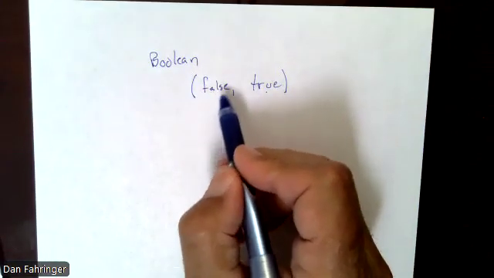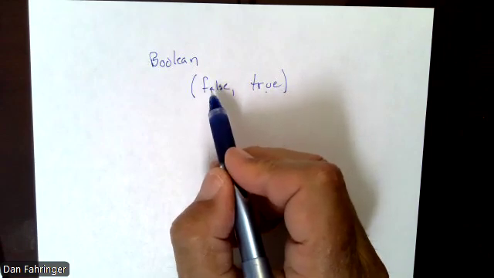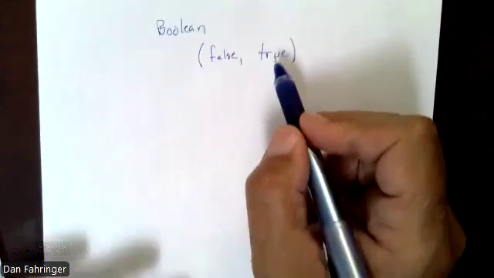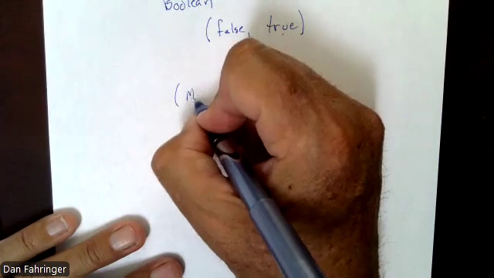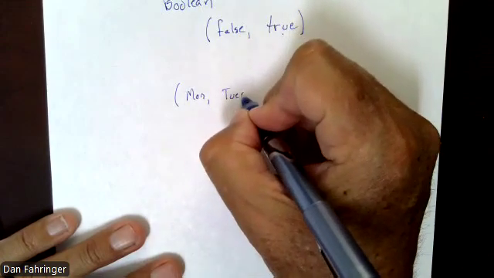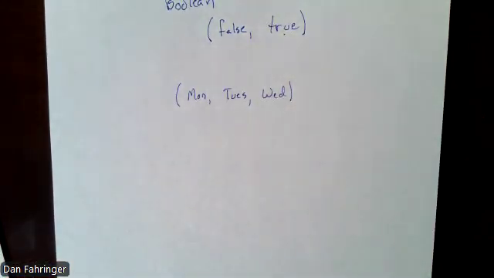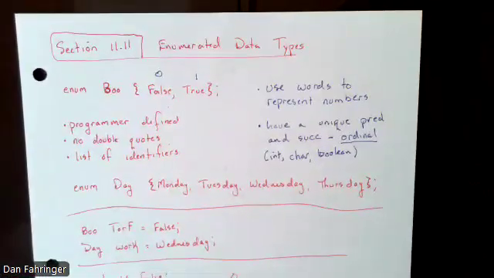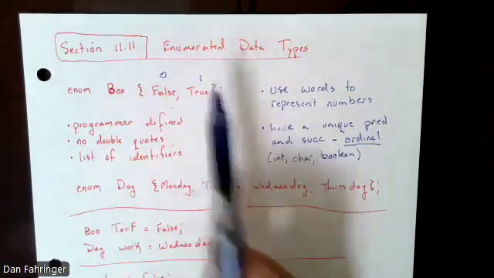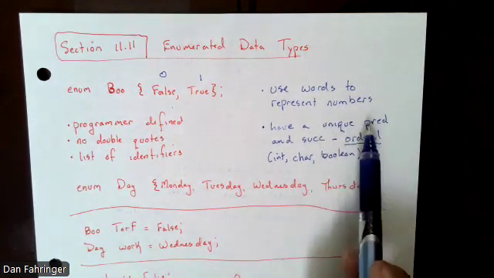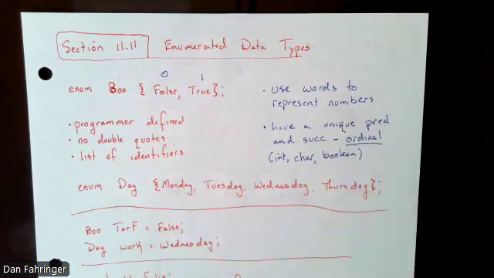It's written a little bit different, where false is the first thing, it represents the number 0. True is the second thing, it represents the number 1. You saw examples where we have Monday, that's 0, Tuesday would be 1, Wednesday would be 2, and that might be my list. This is a Boolean, an enumerated data type. Boolean is an example. Words used to represent numbers. They have, like I said a moment ago, a unique predecessor and a successor.